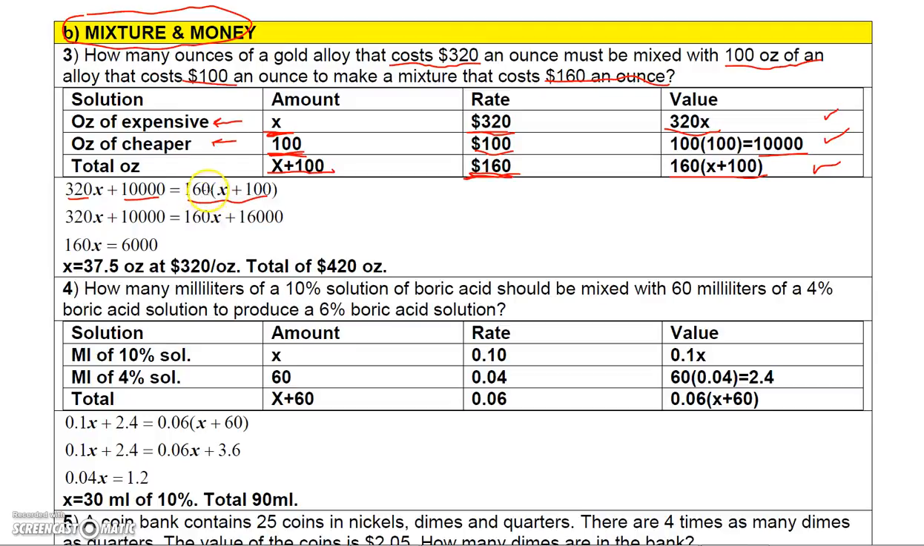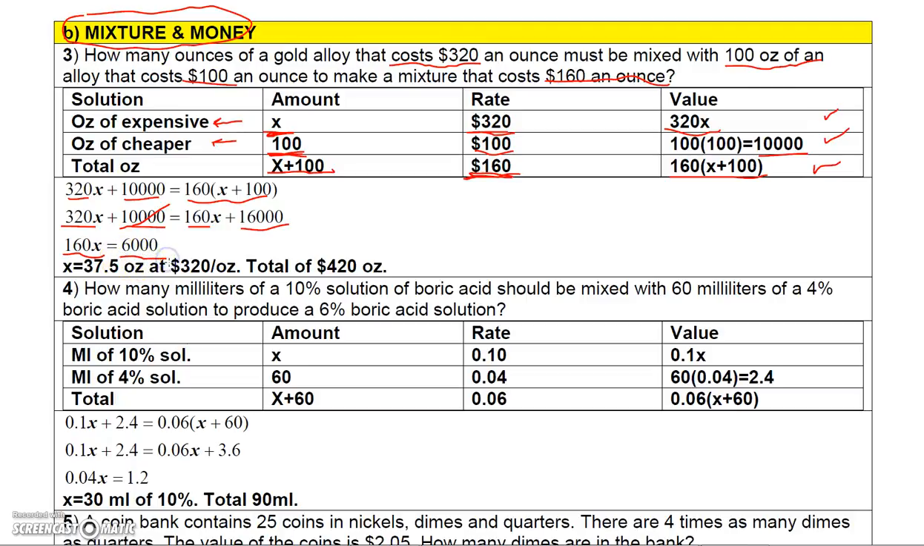And then we can distribute here and get 160x plus 16,000. And then if I subtract 160x from both sides, I get 320x minus 160x. That's going to give me 160x. And then if I subtract 10,000 from both sides, it's just going to cancel the 10,000 on this side. And then take 10,000 away from 16,000, I'll get 6,000.